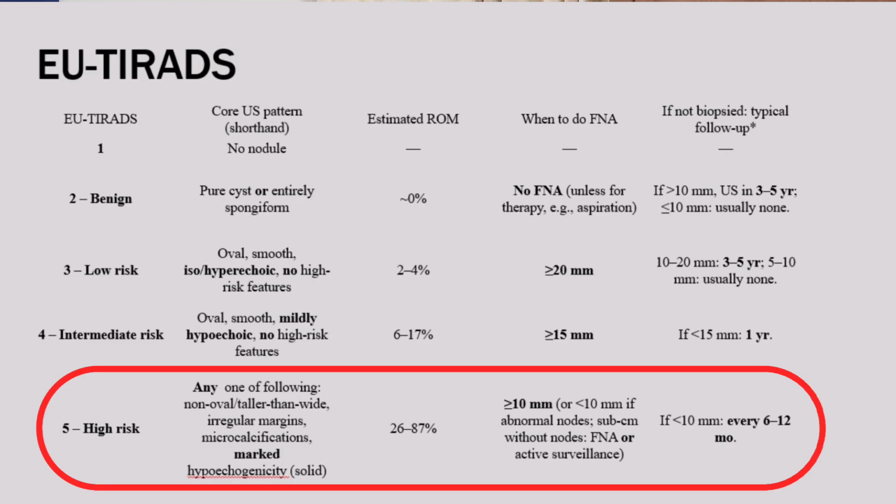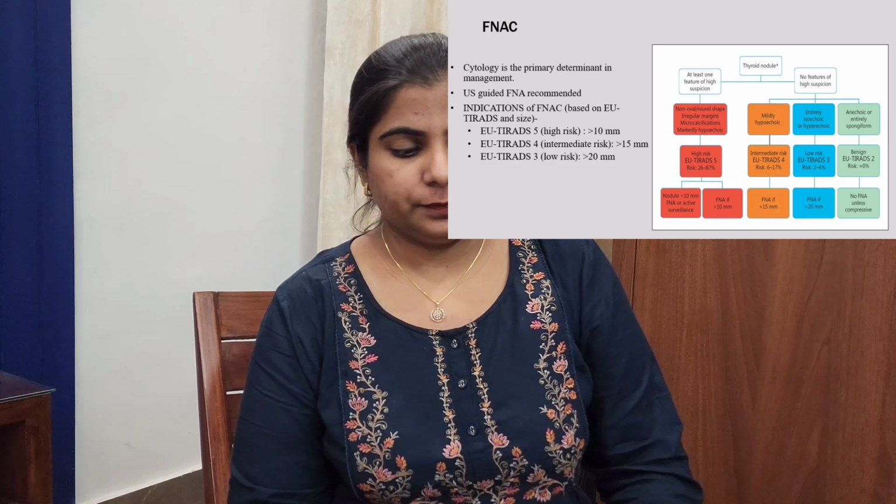Thyroid 5, it is high risk with any one of the following features: non-oval, taller than wide, irregular margins, microcalcifications, marked hypoechogenicity. These are basically solid ones, and the risk of malignancy is around 26 to 87%. When to do FNAC is if the lesion is more than 10 mm, and if the lesion is less than 10 mm, we follow up the patient every 6 monthly to 1 yearly.